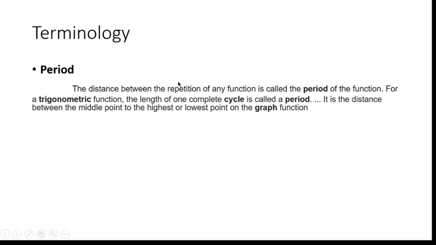Period. Basically, when we are talking about the period, it is just like, for example, the distance between the repetitions of a function is called the period of a function. Our trigonometric functions are periodic. We will prove it later, but in this definition, for a trigonometric function, the length of one complete cycle is called a period.